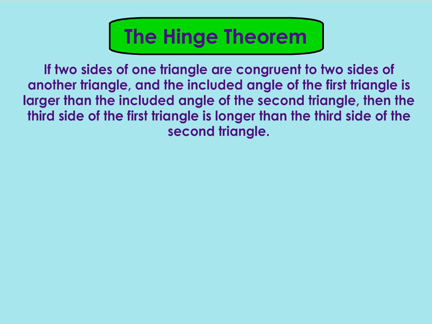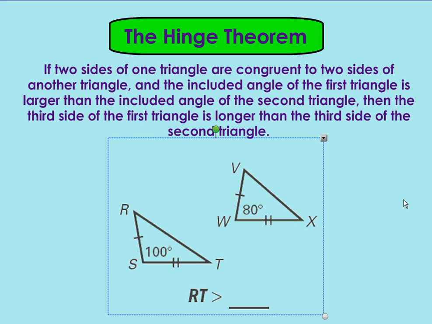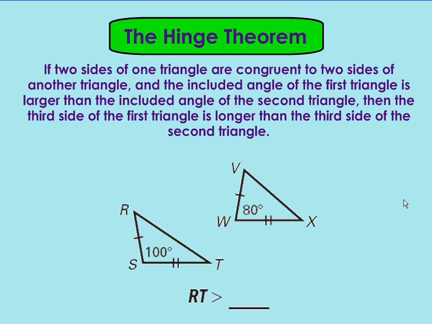The hinge theorem states if two sides of one triangle are congruent to two sides of another triangle, and the included angle of the first triangle is larger than the included angle of the second triangle, then the third side of the first triangle is longer than the third side of the second triangle. Now that's a whole mouthful. So let's take a look at what this might look like in a diagram.